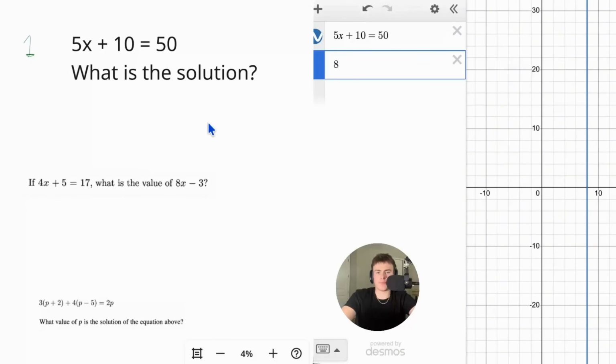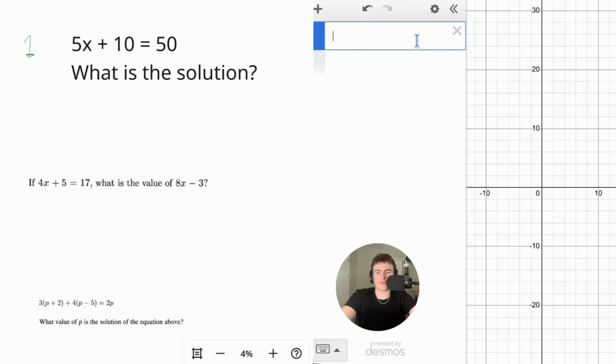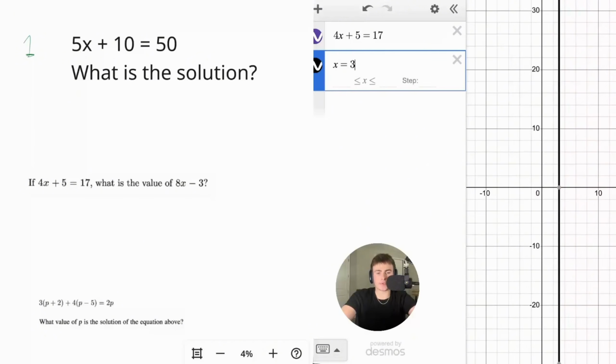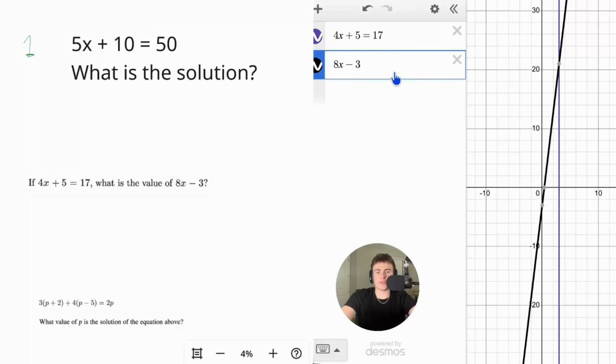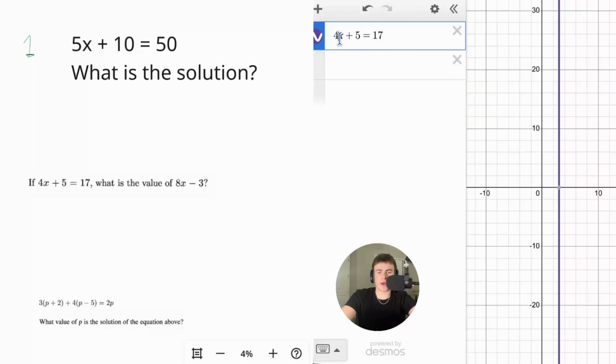Now let's do something a little bit harder. If 4x plus 5 equals 17, what's the value of 8x minus 3? Start by graphing the first equation. And it tells you the solution is going to be 3 here. So therefore, that means x is 3. Now, the mistake everyone makes here is they graph this equation and then see where it intersects or something. But this is not correct because once you solve for x, this value of x is constant in the whole equation. So you need to apply it to this new equation.